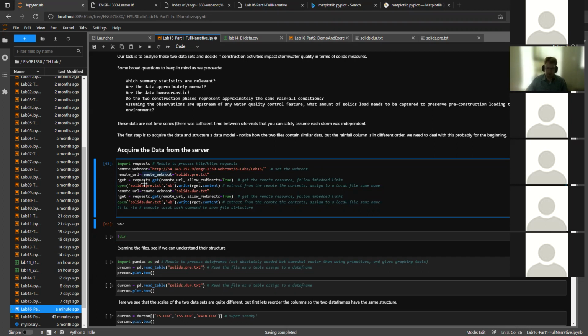And then we're going to say, I want my file name here, and then use get to get it and open it and write it to a file. And then the same 3 lines here. So we're going to get both of our data sets. First one is before, and the second one is during. So now we have those written into text files. Here we go.